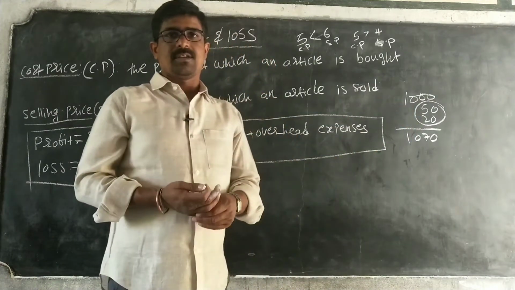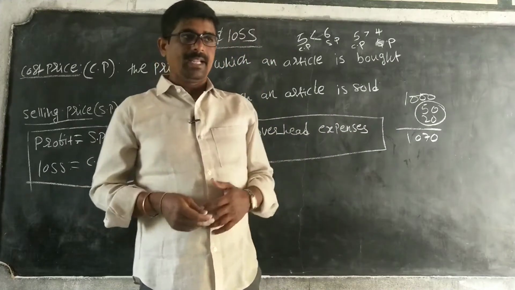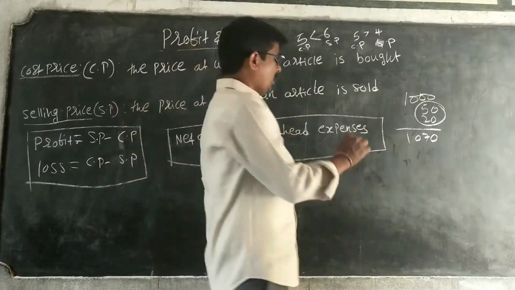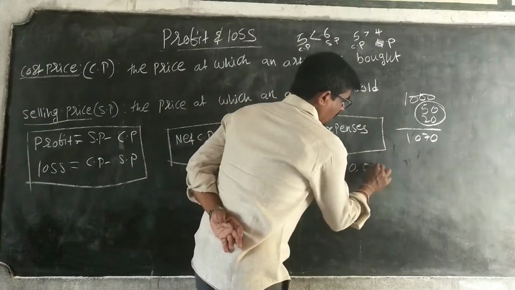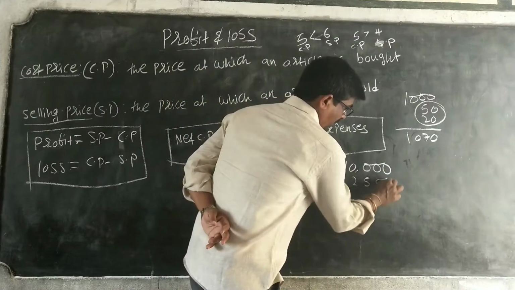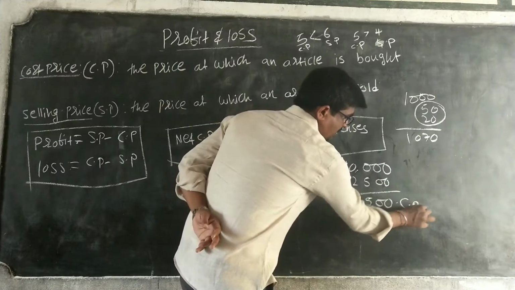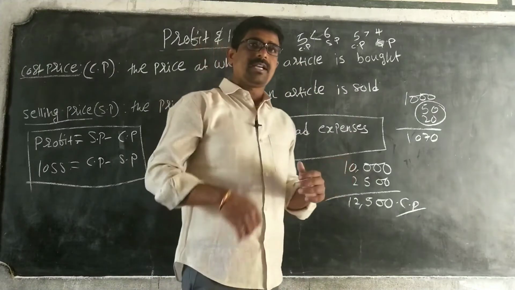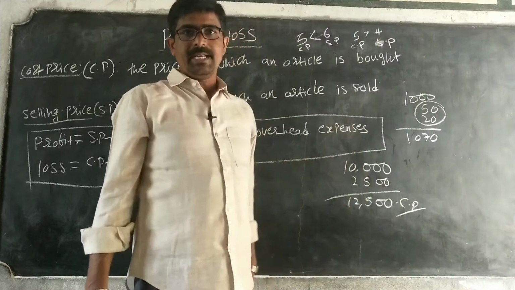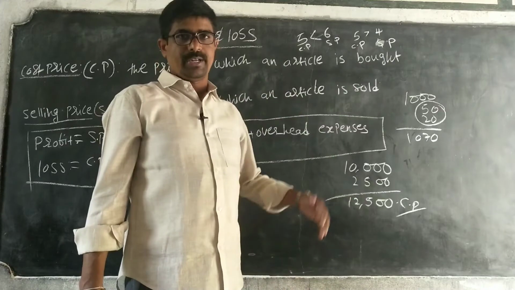Other expenses, for example: you buy a second-hand bike and you mend it, with some extra repair charges. So I buy a bike for 10,000 rupees, and repair and transport total 2,500. The total is the cost price, not 10,000. Whatever extra expenses we have are also treated as overhead charges. Based on this only, we are going to do problems.